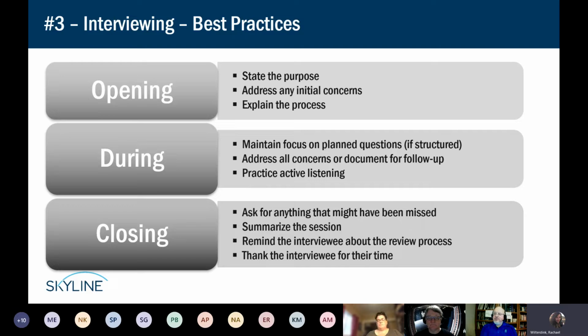During the interview, you want to stay focused on your questions, especially if you're doing a structured interview. If it's unstructured, be sure to take really good notes and practice active listening. Does everybody know what active listening is? I hope and pray that everybody on the call knows what that is.